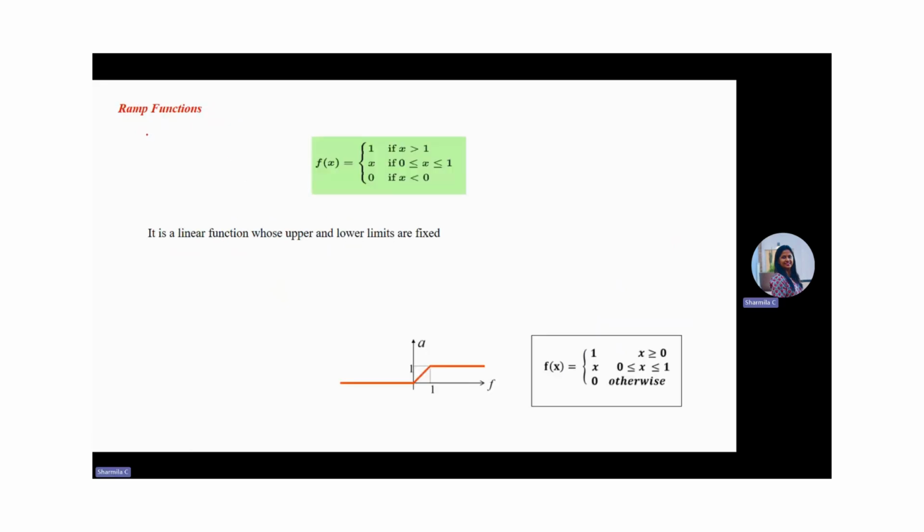We have the ramp function. This is the output it is going to return. f of x returns 1 if the x value is greater than 1. If x is between 0 and 1, then it returns the x value. It is 0 when x is less than 0. Whenever the value is between 0 and 1, it gives the x value. If x is greater than 1, it returns 1. If x is less than 0, it returns 0. So this function is called the ramp function.